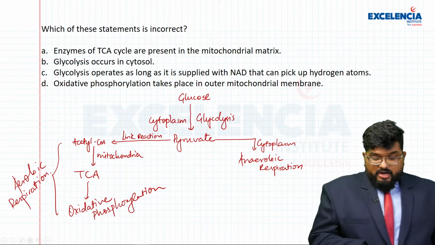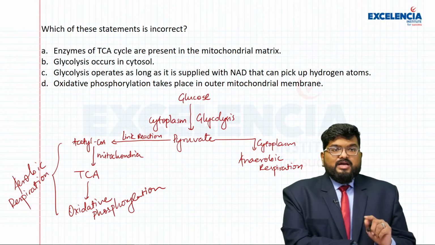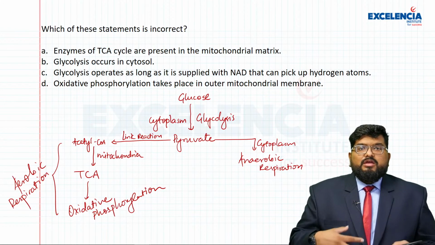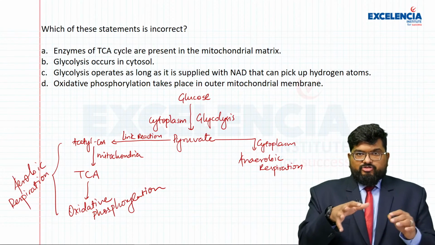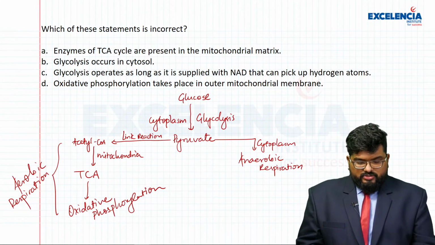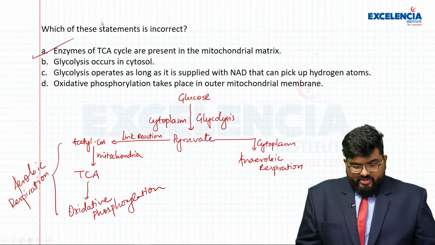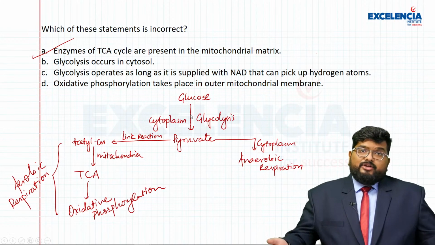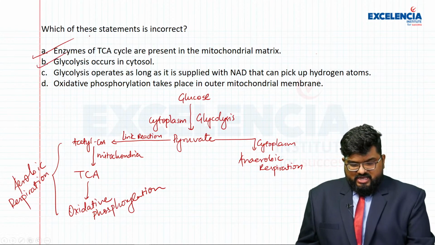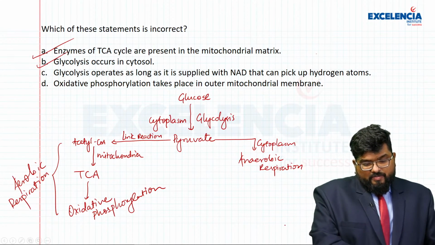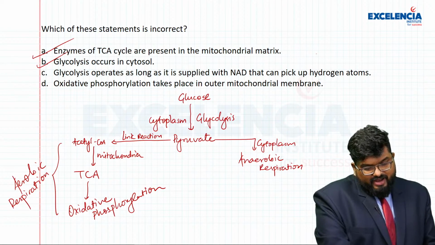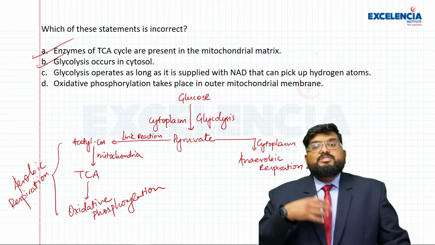Get it? Now TCA is occurring in the matrix of the mitochondria. So enzymes of TCA are present in the mitochondrial matrix is correct. Glycolysis occurs in the cytosol, is correct. Glycolysis operates as long as it is supplied with NAD that can pick up hydrogen atoms.